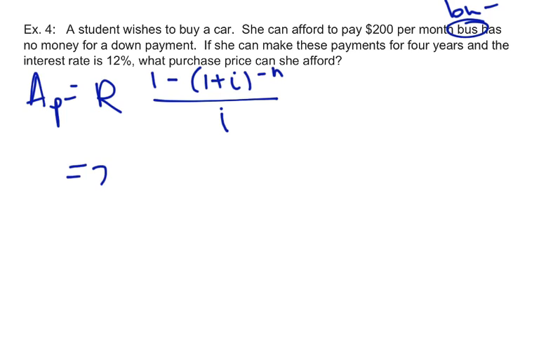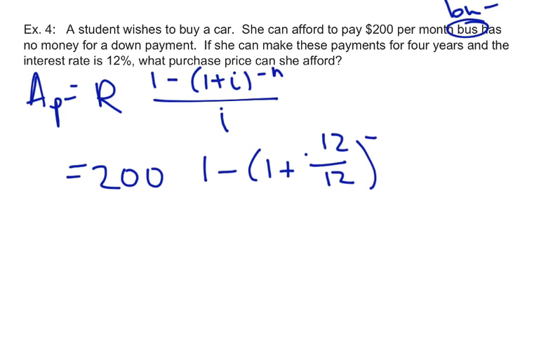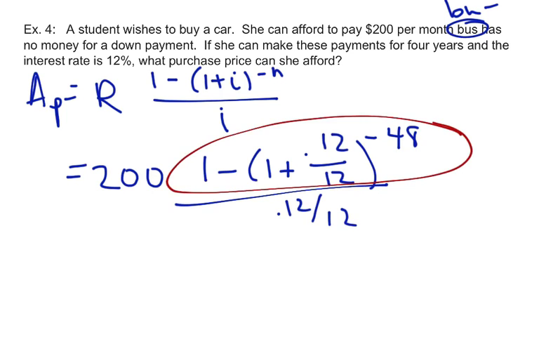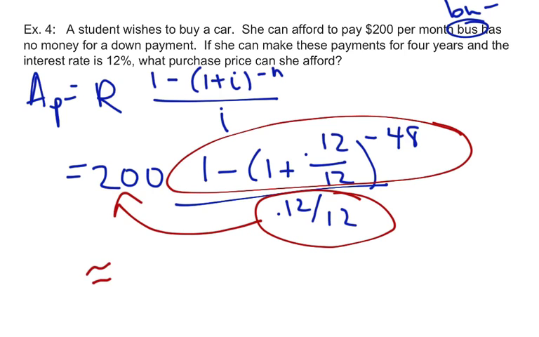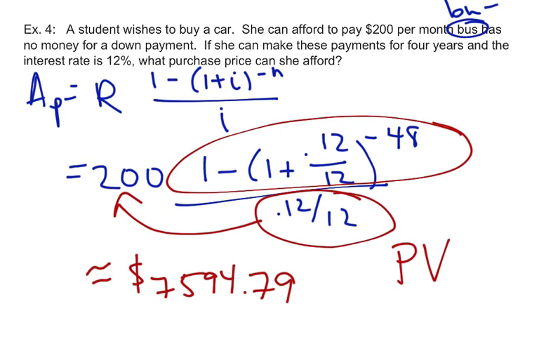So the periodic rent, we know she can pay $200 a month. 1 minus 1 plus, the interest rate is going to be 12%, and car payments are made monthly. Raised to the negative n. Well, she makes 12 payments a year for 4 years. That's going to be 48 payments, over 0.12 divided by 12. Again, evaluate the numerator first, then divide it by the denominator, then multiply by 200, and you're going to find out she can afford a car that's $7,594.79. Again, if you're using the TVM solver, you're solving for the present value.